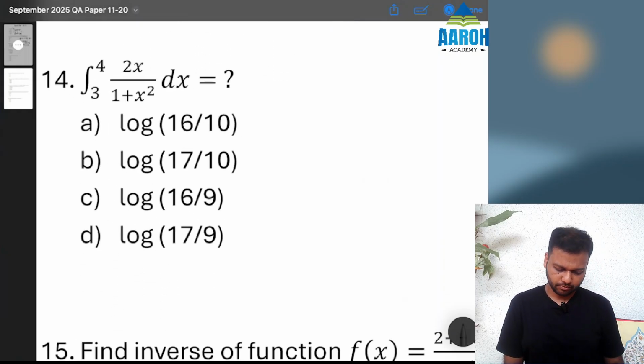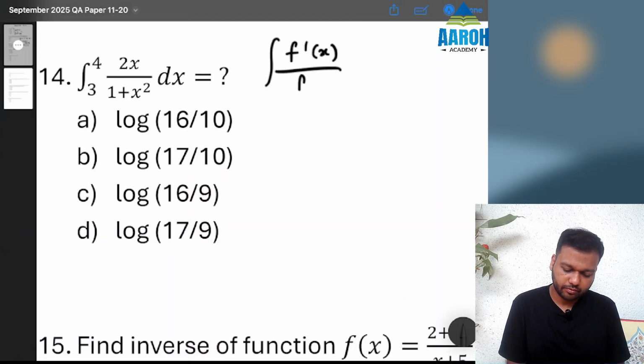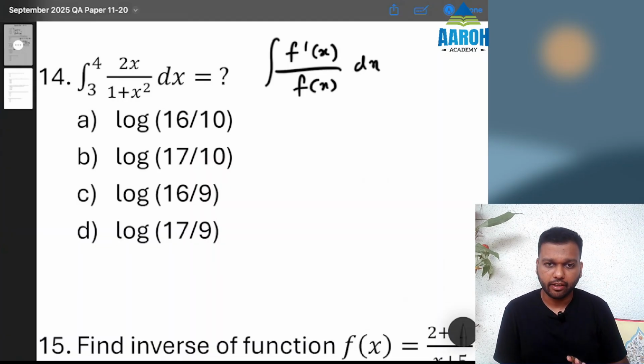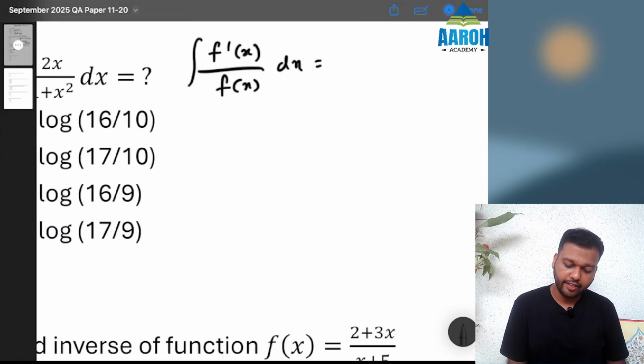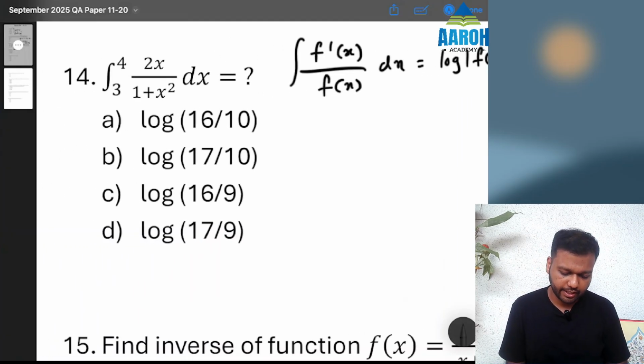Question 14 is very easy. Why? Because you can use a property. If you have integration of this type where numerator is derivative of denominator, then the answer is directly log of denominator. That's it. Okay. Why will this work? Let's check.